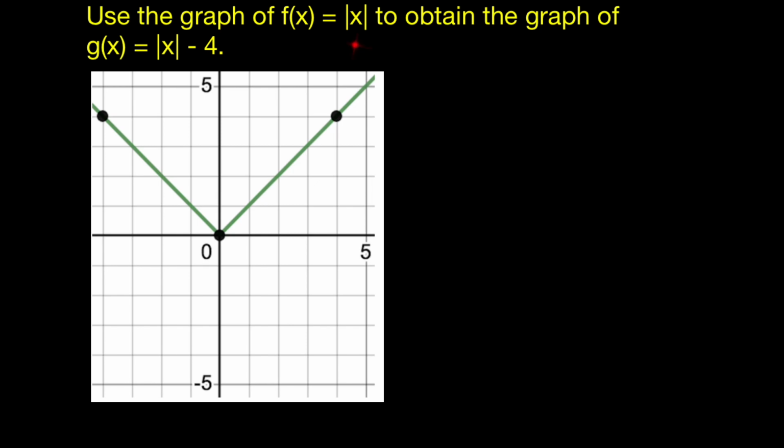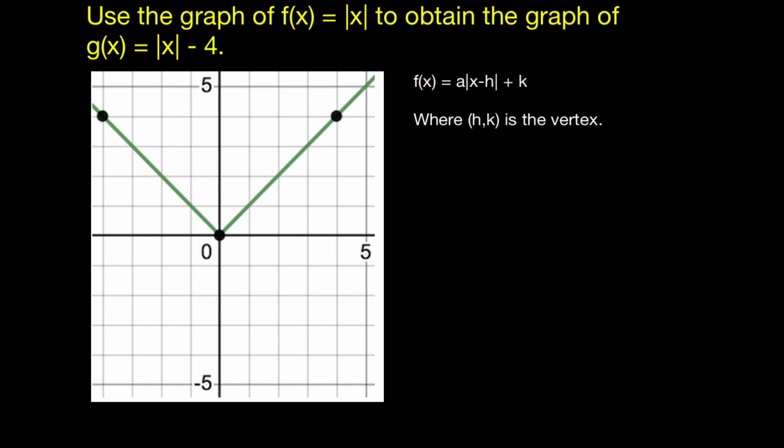Use the graph of f of x equal to the absolute value of x to obtain the graph g of x, which is the absolute value of x minus 4. Now, the standard equation of an absolute value function is a absolute value of x minus h plus k. So this is very similar to a quadratic equation, except that we don't have the second power. And here, the vertex is going to be at h comma k.